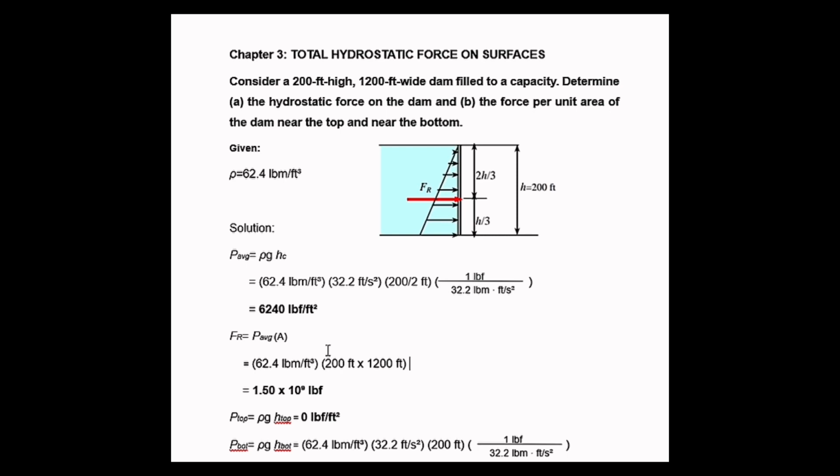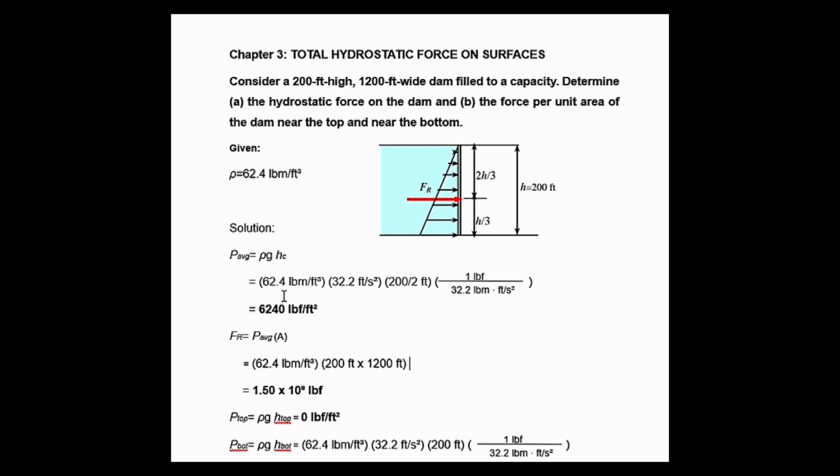So, our assumptions would be that the atmospheric pressure is acting on both sides of the dam and thus it can be ignored in calculations for convenience. So, we need to take the density of water as 62.4 pound mass per cubic feet, and the average pressure on a surface is the pressure at the centered midpoint of the surface, and is determined to be P average, or the average pressure, equal to the density multiplied by acceleration due to gravity and the height hc.